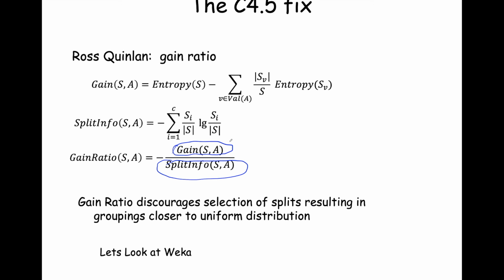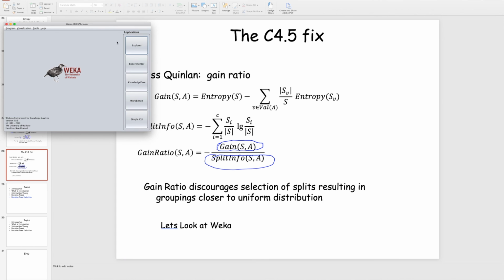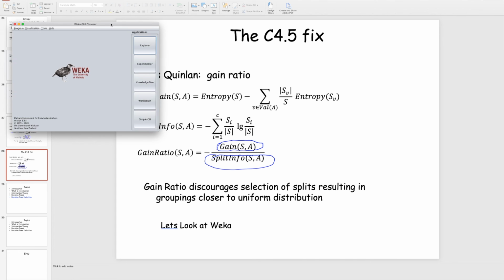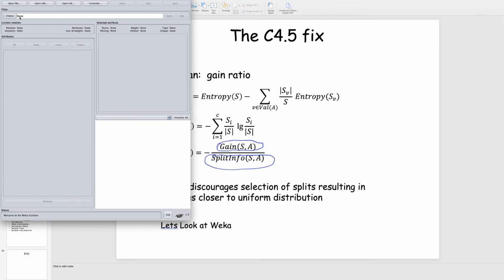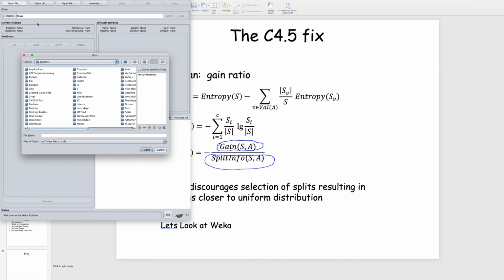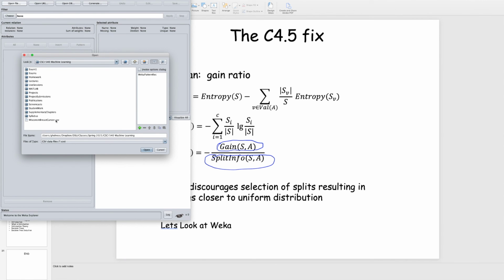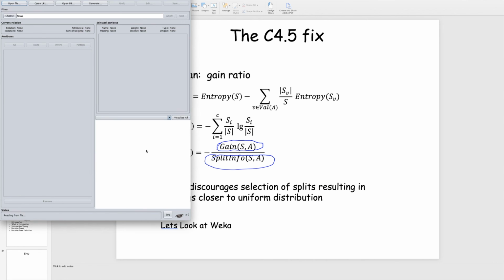All right, so let's take a look at Weka and actually take a look at an implementation of C45 on a real data set. So I will meet you in Weka. So we're in Weka, and we're going to run the Explorer, and we're going to use the Explorer to pick up a CSV file that I've downloaded already. So I've navigated to load the Wisconsin breast cancer data set. So let me open that.